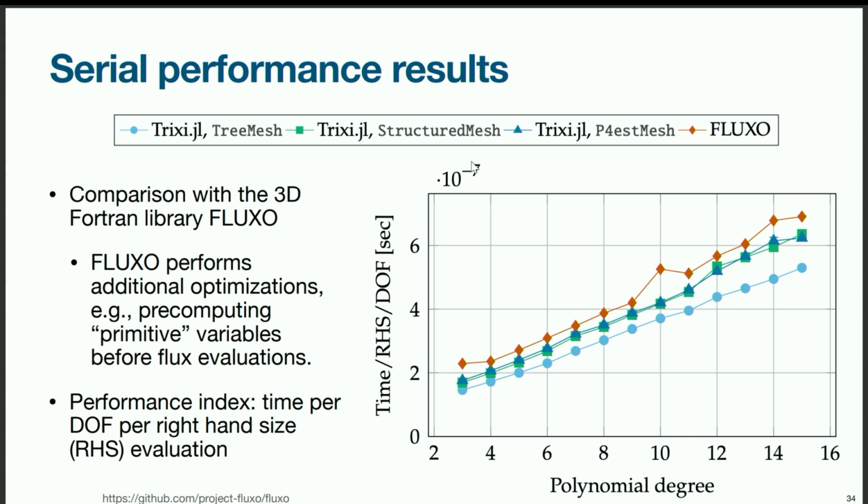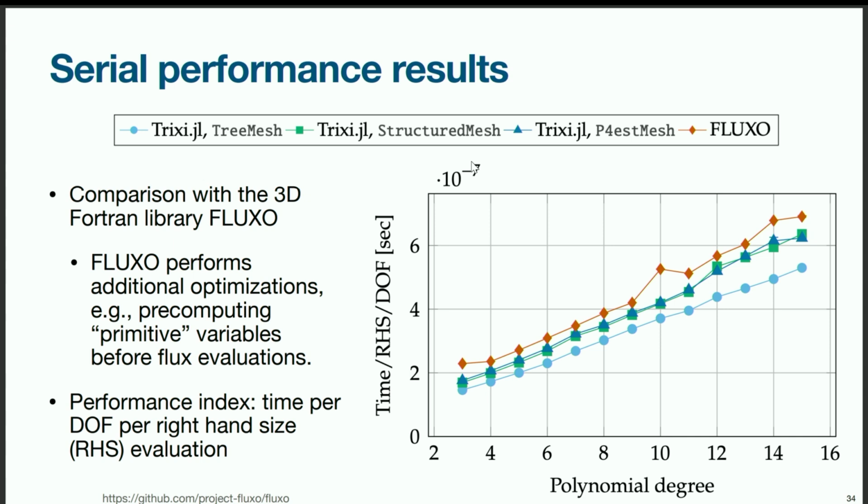Fluxo is actually doing a little bit more work than we are to try and optimize their code. They're cutting certain computations in half. We have to do twice as many variable transformations because they're pre-computing some variables, and this is a rather invasive operation. So they're doing more than we are, and at the same time, we still see that all of our meshes, no matter how complex, end up getting a slightly better performance index.